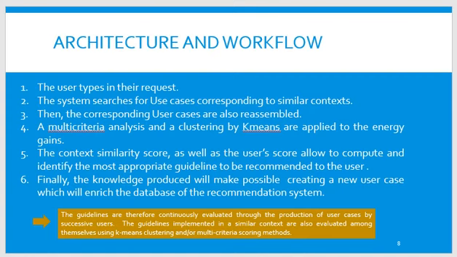Talking now of the architecture and workflow, the user types in the request, and the system searches for use cases corresponding to similar contexts. Then the corresponding use cases are reassembled, and a multi-criteria analysis and clustering by k-means are applied to the energy gains. The context similarity score as well as the user score allow to compute and identify the most appropriate guideline to be recommended to the user.